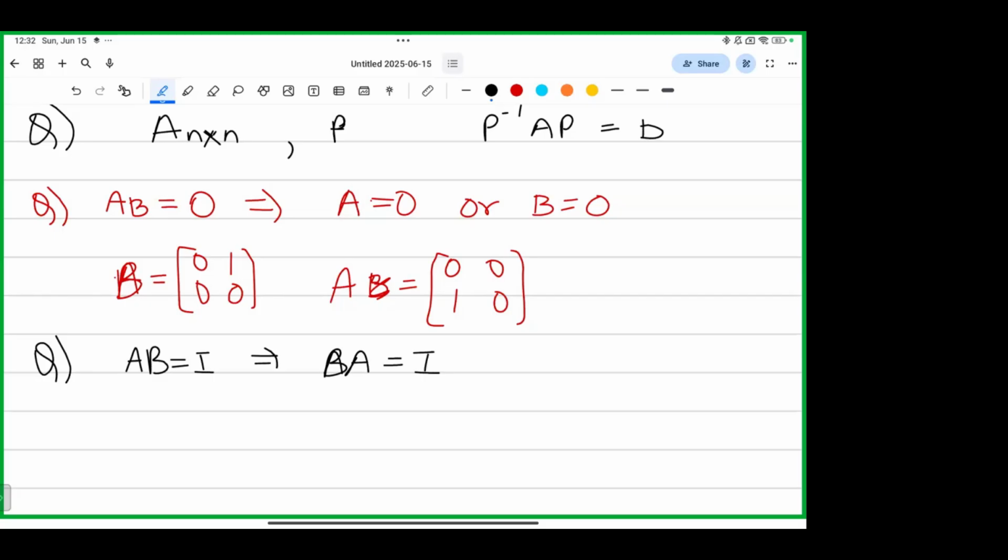Sir, I think it is true. Why? Because if AB equals I, then we can say that A is equal to B inverse, if B is an invertible matrix. So if A is equal to B inverse, then BA would be equal to B B inverse, which would be equal to I. Very good.